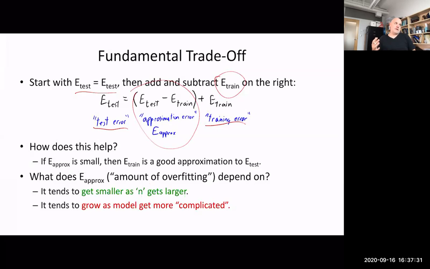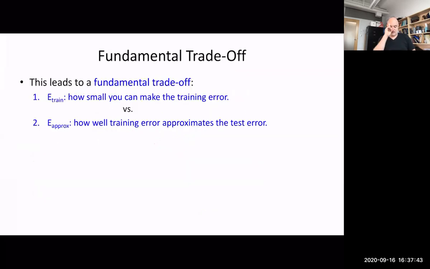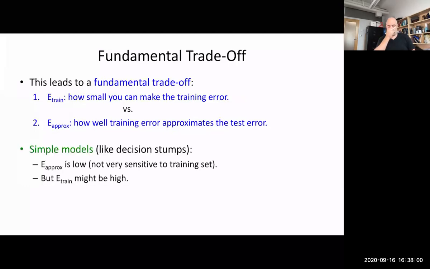So the question is, what does E-approximation depend on? Well, for one, it tends to get smaller as N, the number of samples, gets larger, and it tends to grow as the model gets more complicated. Let's take a look at this from the following perspective. This leads to a fundamental trade-off: how small can you make the training error? And this is traded off against how well the training error approximates the test error.